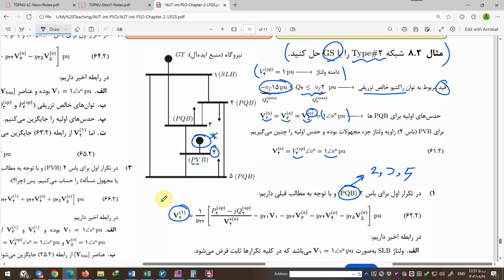The first one is the slack bus. PV bus is another generator bus, called PV buses.